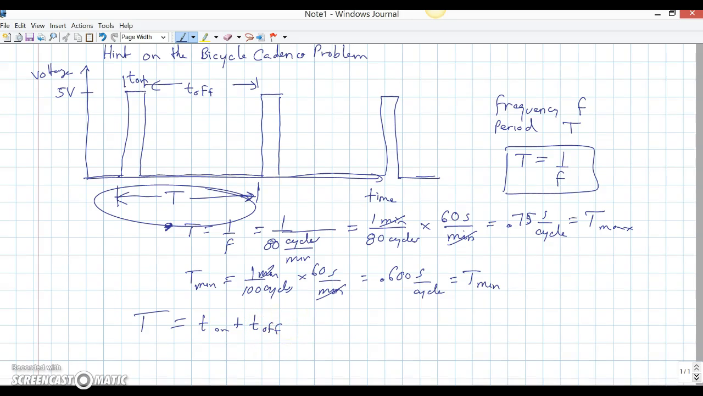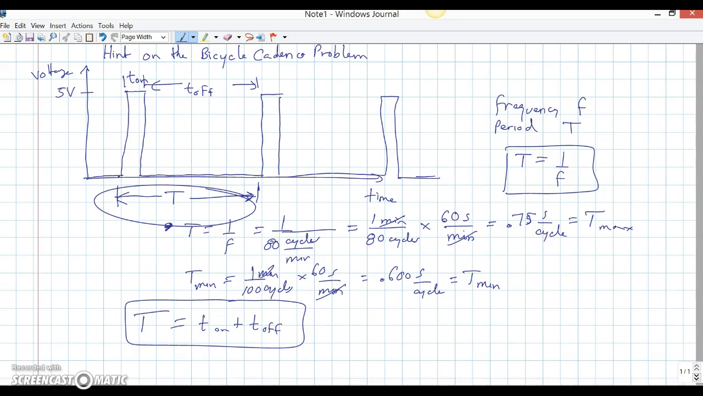So what you can do is have the microcontroller wait until the button gets pressed, and then you measure the amount of time the button is pressed, T on. Then when the button goes off, when you take your finger off the button, you continue to measure T off until the next time the button goes on again. That would give you both T on and T off, and that would give you a period. As long as that period is between 0.6 seconds and 0.75 seconds, you're in the safe zone.